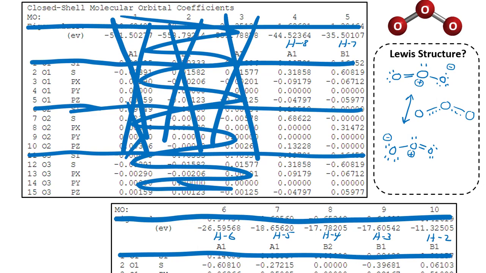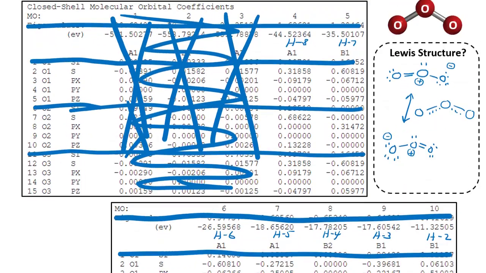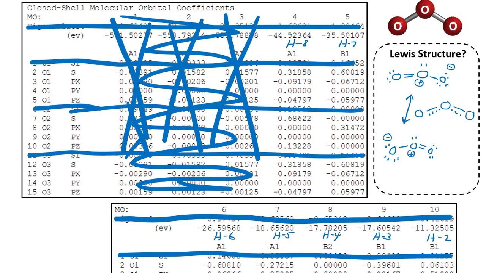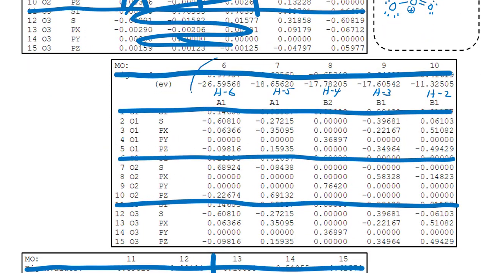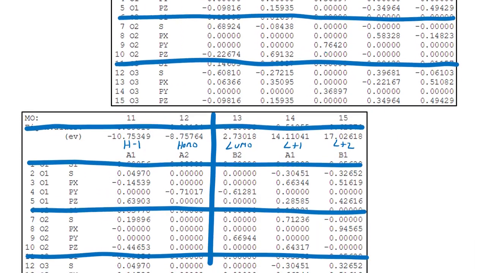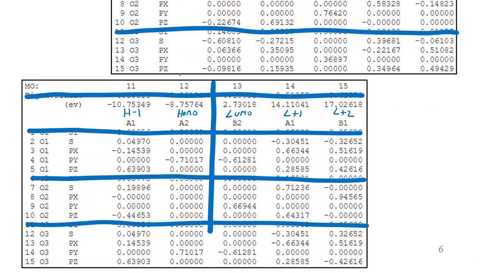What I want to do instead is I want to focus on a couple of them. I'll circle them. I'm going to focus on HOMO minus 8. I'm going to focus on HOMO minus 6. I'm going to focus on HOMO minus 4. And I'm going to focus on probably the most important ones, HOMO and LUMO. Remember, HOMO and LUMO are important because you want to always think about that HOMO-LUMO gap. Remember, you can actually calculate that. Really important.